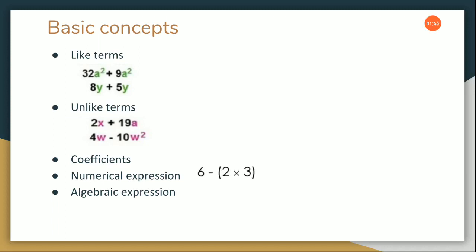And the next one is numerical expression. What is a numerical expression? It will have only the numbers joined by the basic operations. Clear? Now look at this. 6 minus 2 into 3 will give you some value. We can find out the value directly, right? And this is called as a numerical expression.